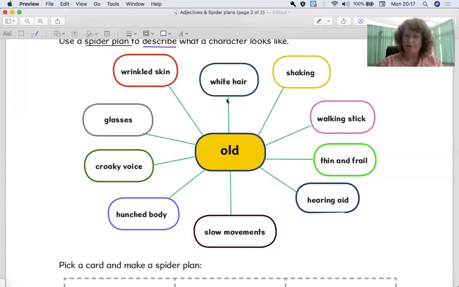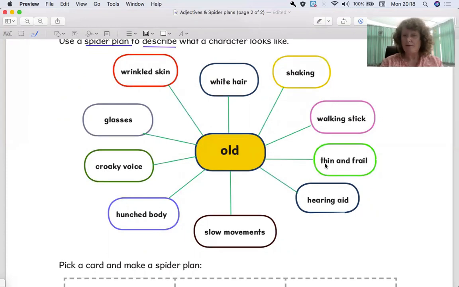Well, they often have white hair. So we put white hair here. They might be a little bit shaky when they're walking, or a little bit shaky because they're not as strong as a young person. They might use a walking stick.